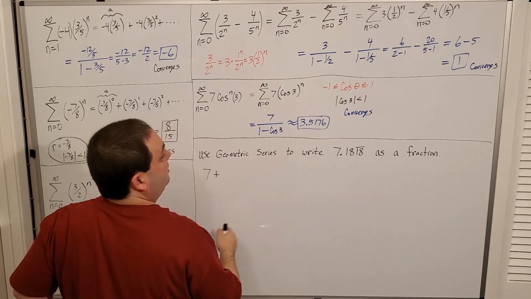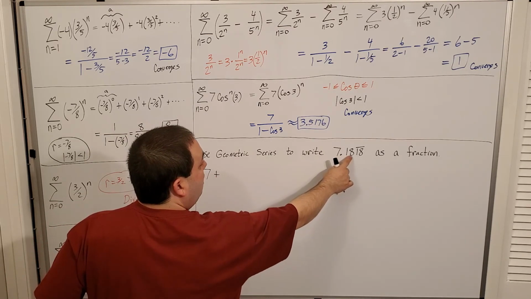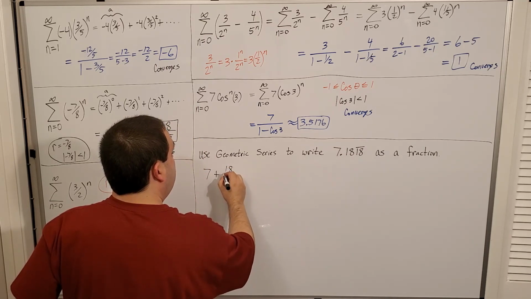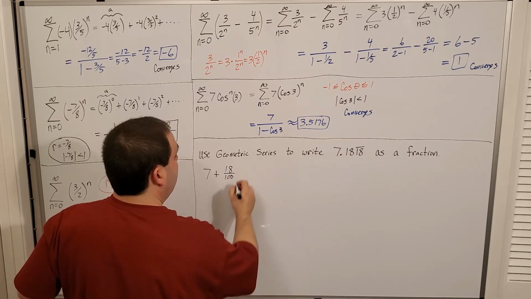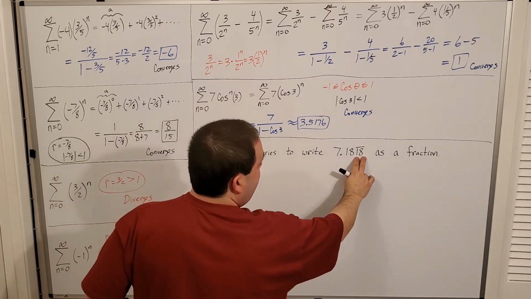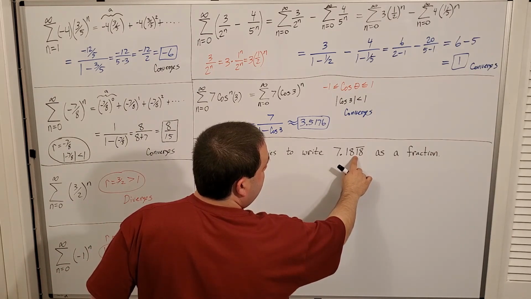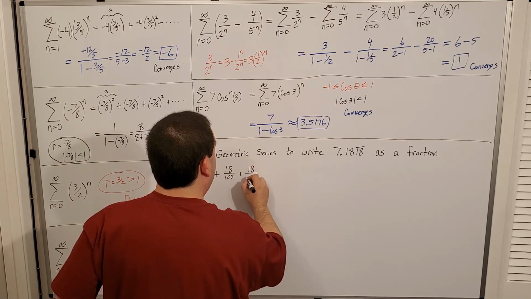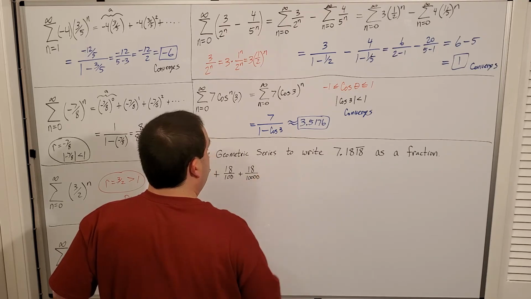Okay, now I'm going to start the series. I have 18, that's tenths and then hundredths. So that's 18 hundredths. Plus, the next 18 is thousandths and then ten thousandths, right? So that's 18 over 10,000.